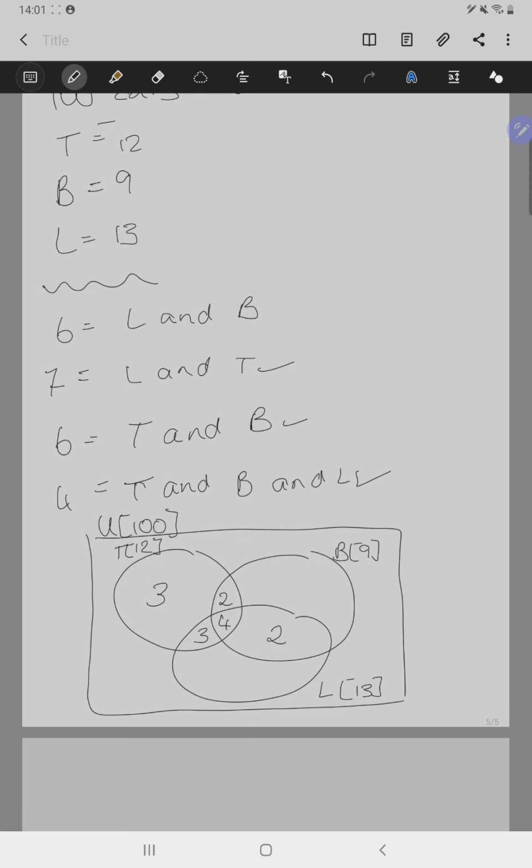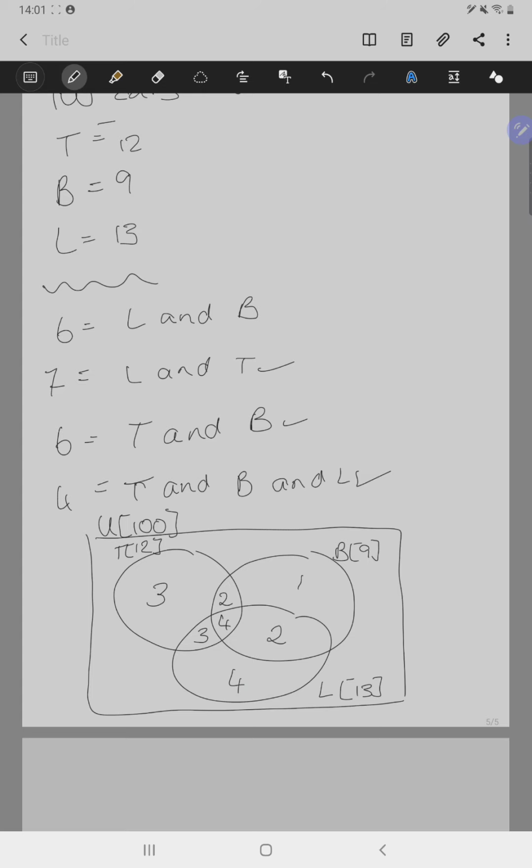We have 2, 4, and 2 so far in brakes, so that brings us to 8. So that means the last person there had defective brakes but nothing else. And we have 3, 4, and 2, which brings us to 9. 13 people had defective lights. We've looked at 9 of them so far, so that means the remaining 4 people had defective lights but nothing else.